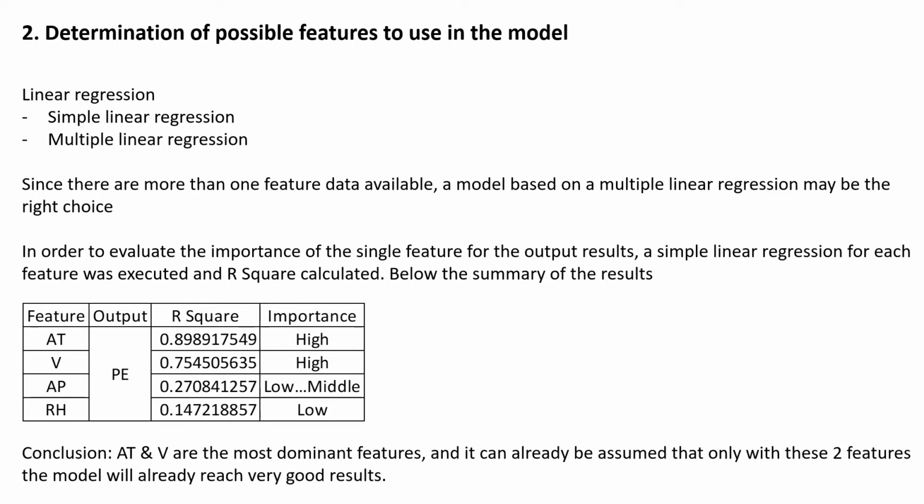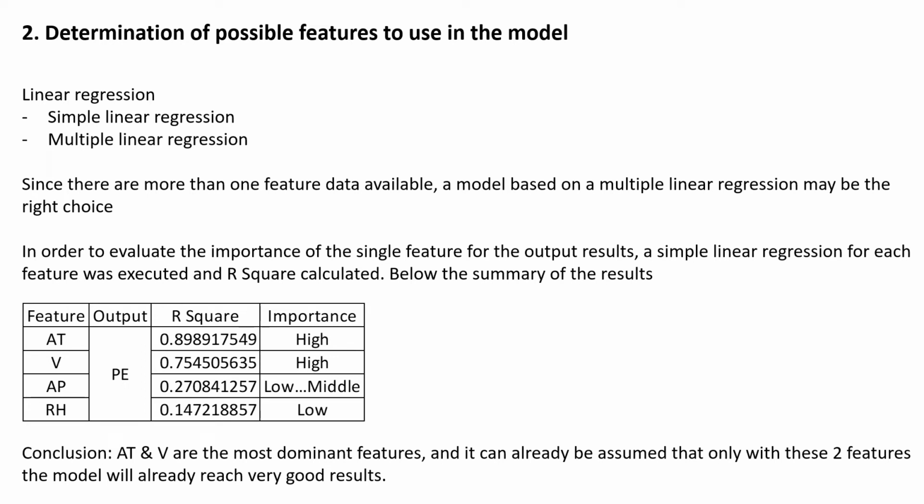for the AT and V, we have very high R-square values. Normally, R-square values higher than 0.7 are already defined as very good. Then we have for AP and RH low values, and therefore I define them as low or low to middle importance.